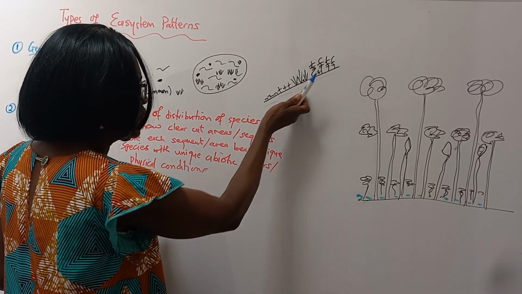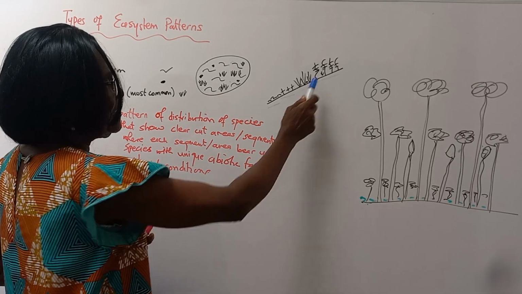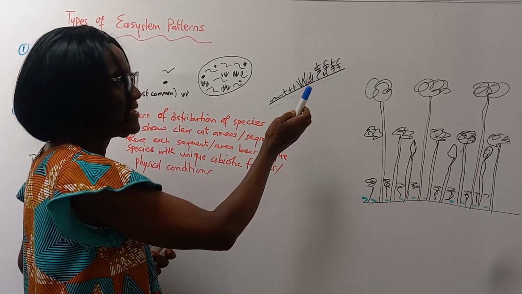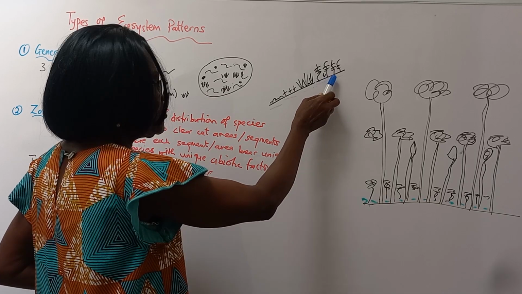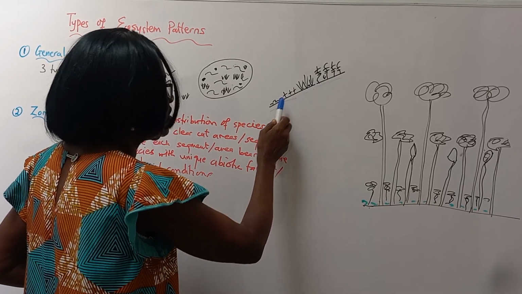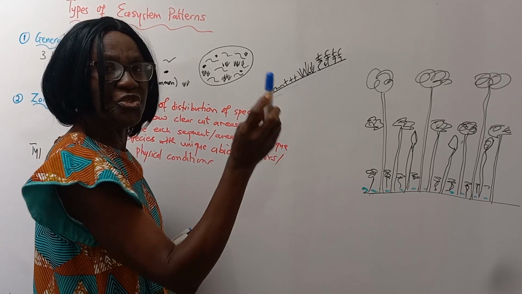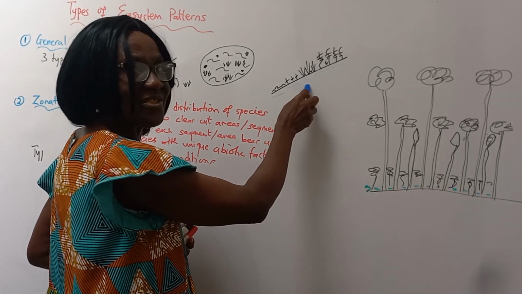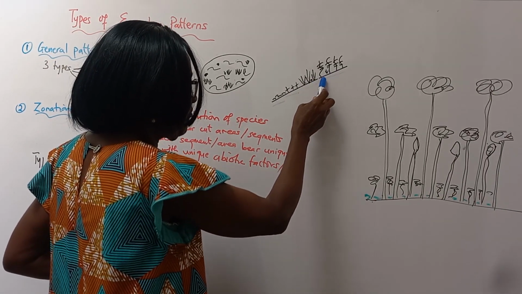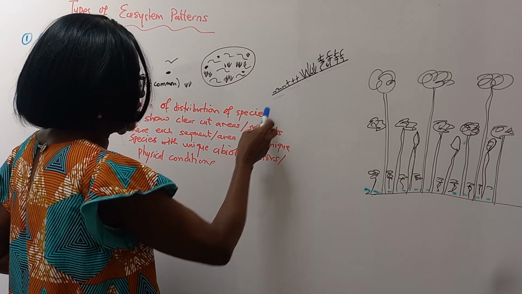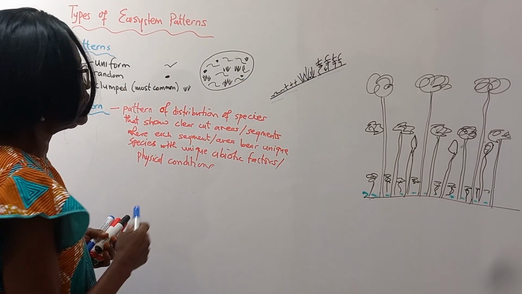So this shows zonation, clear-cut areas or segments. And in each of the segments, there are peculiar species of organisms. And these clear-cut segments also form due to physical conditions like the amount of rainfall that gets there, the rate of running water, etc. And so that is zonation.